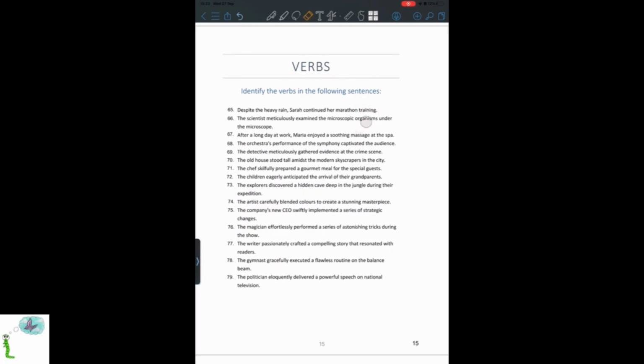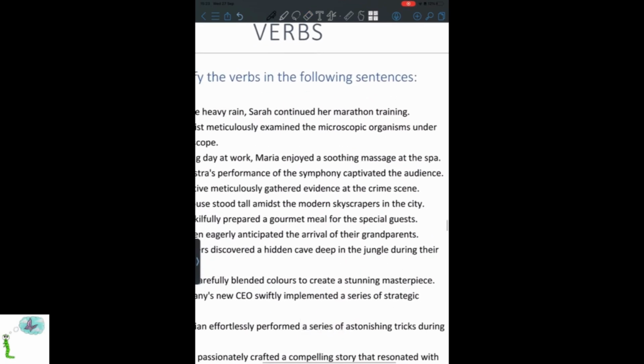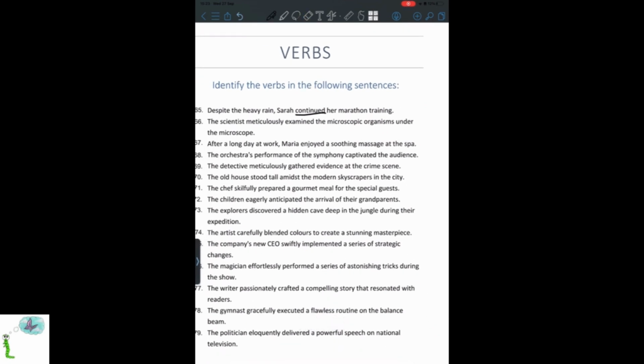But what's happening here is marathon training is an idea. That's what she's doing. She's doing the marathon training. So that can't be the verb. The verb is doing. And which one is she doing? She's continuing. So that's the verb, which some people might get caught out by that, right? You have to figure out what is the action, or what is being done. Marathon training is being done. So even though it has ing at the end, it's going to be continued.